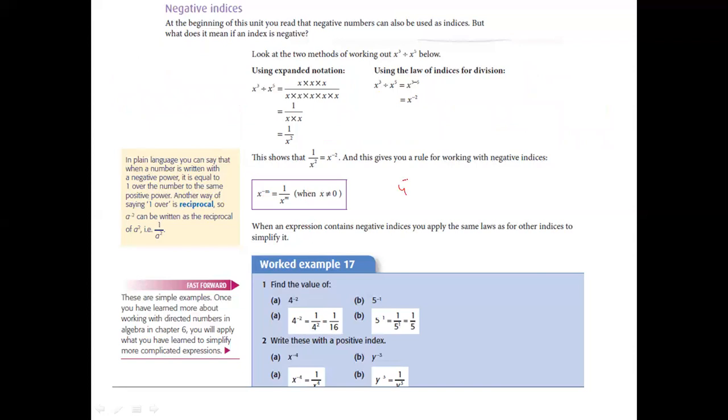For example, 4 power of minus 2 is equal to 1 over 4 squared, or 1 over 16. Okay, and so the next exercise, 5 power of minus 1. 5 power of minus 1 is equal to, we should change the sign of the index, and that's why we change our denominator and numerator, so it is 1 over 5 power of 1, which is 1 over 5. And x power of minus 4 is also 1 over x power of 4. And y power of minus 3 is 1 over y cubed.